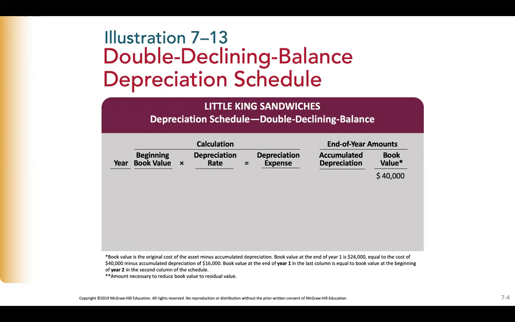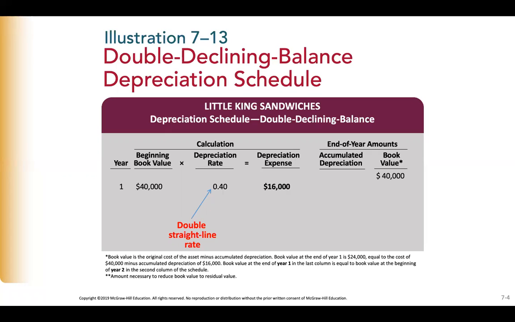So here's the example of Little King Sandwiches. And you'll notice that your depreciation schedule is set up a little bit differently. We have a book value of $40,000. That is how much we paid for the asset. So in year 1, our beginning book value does equal our cost. $40,000 times our depreciation rate, which is double the straight line rate. Remember, 2 divided by 5 years is 40%. That tells us that in the first year, we're taking $16,000 of depreciation.